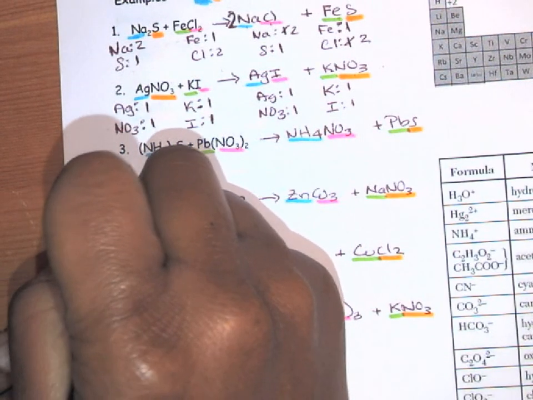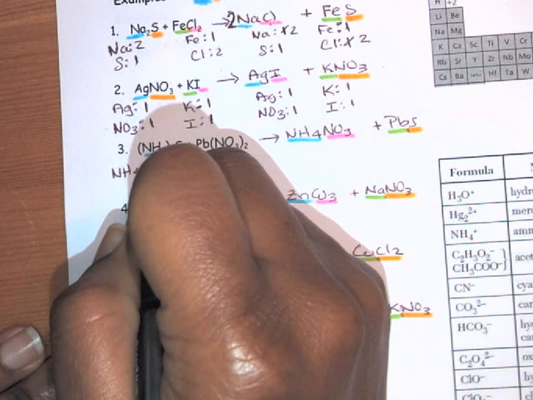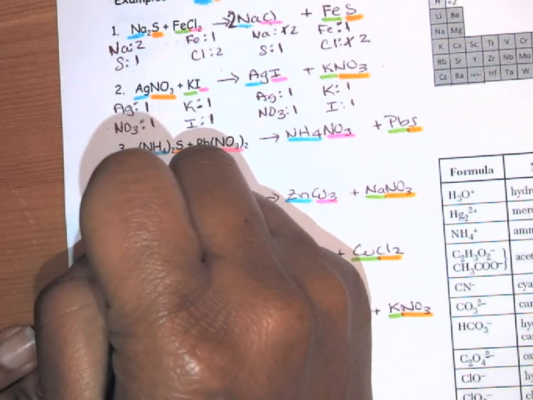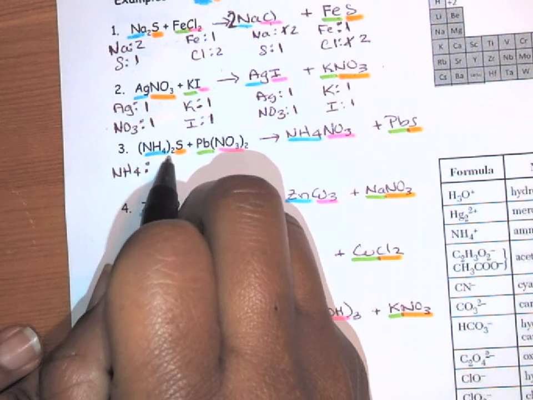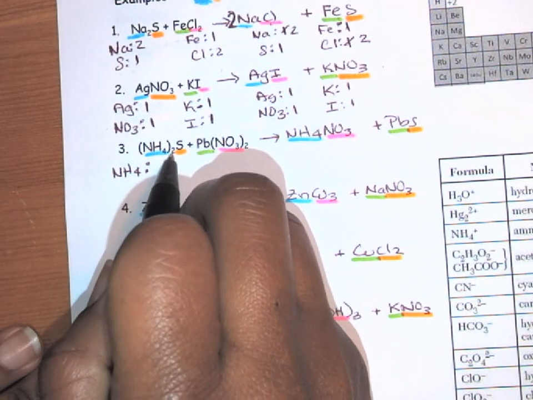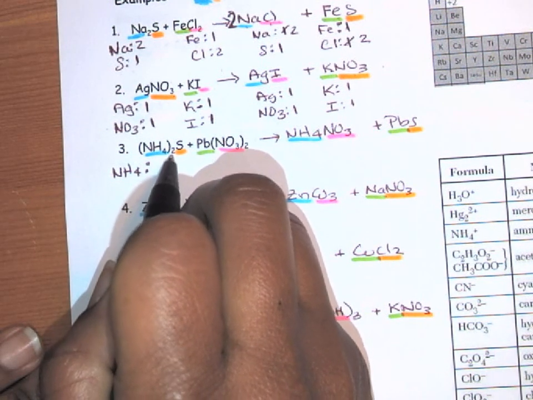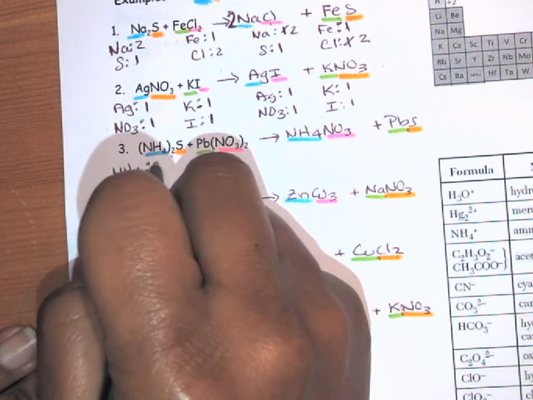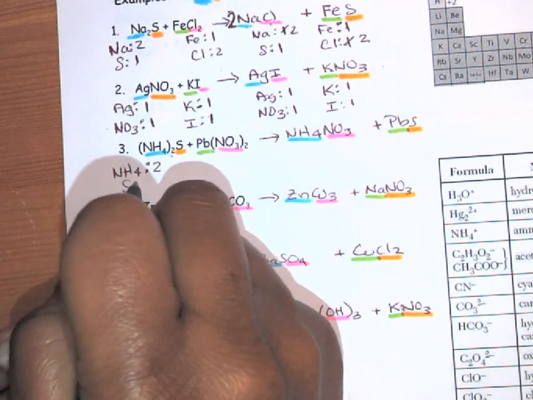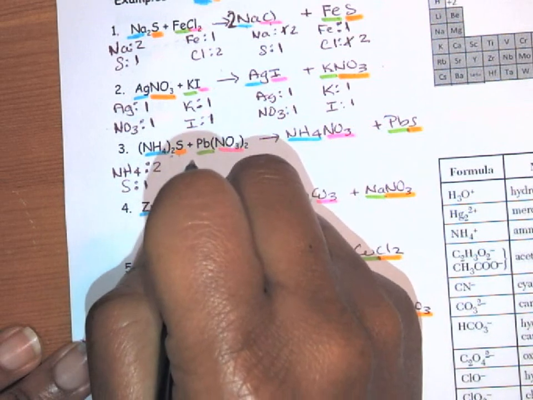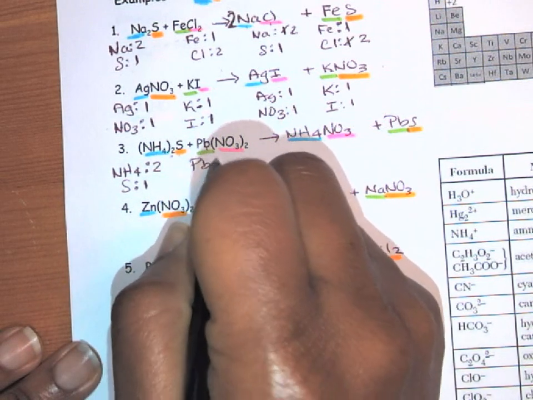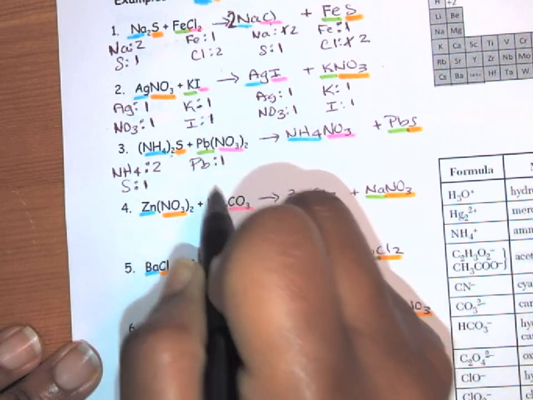We've got NH4 as our first cation. And notice that we have a parentheses around it. So the number outside the parentheses, that subscript, tells me that I have two NH4s. My first anion is sulfur. I've got one of those. My next cation is lead. I've got one of those.